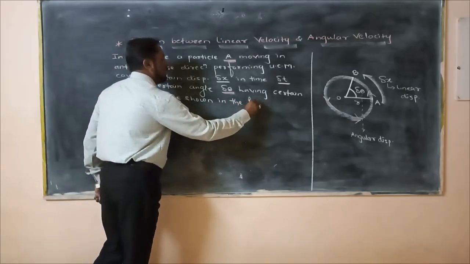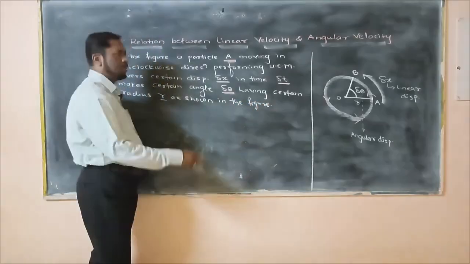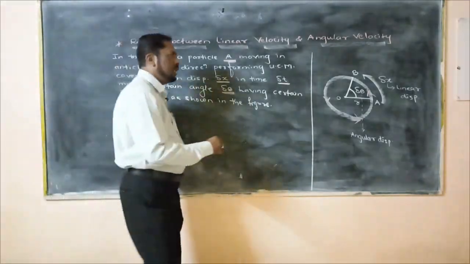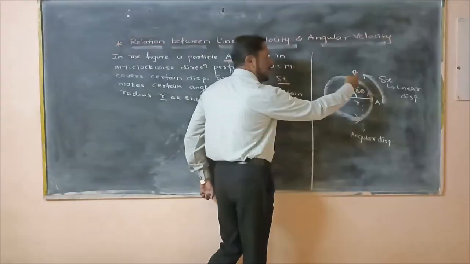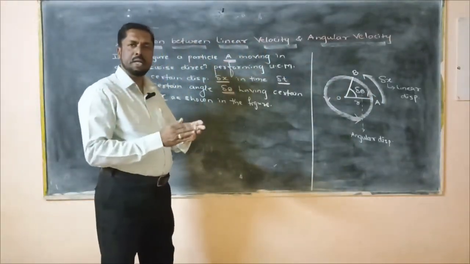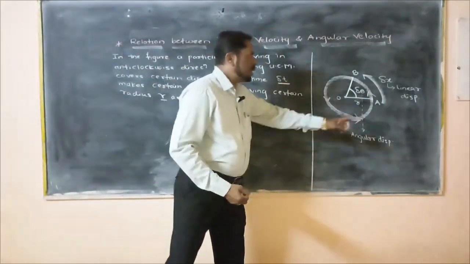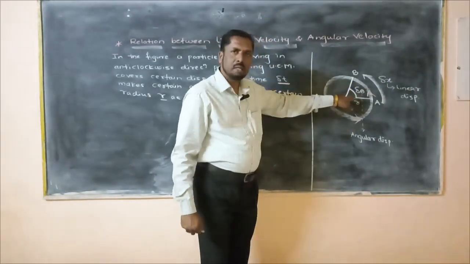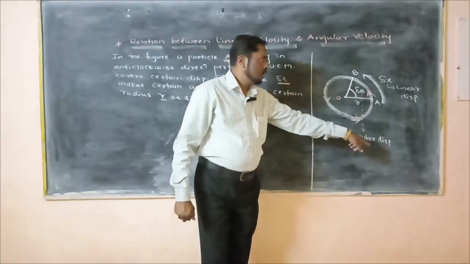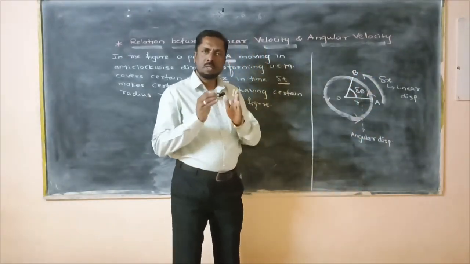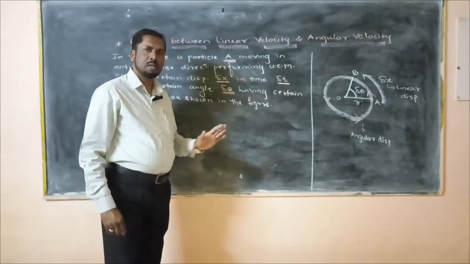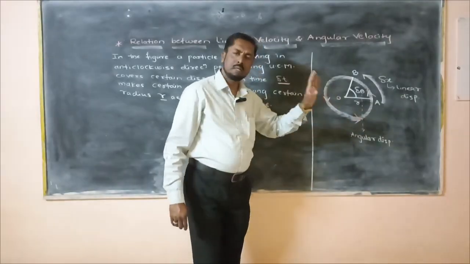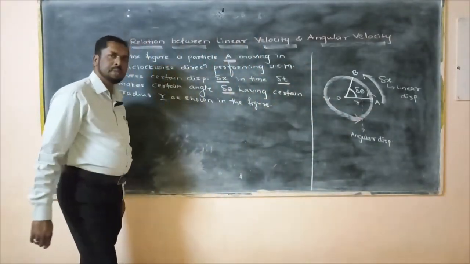In various ways we can explain the paragraph from the diagram. What is shown in the diagram? In the figure there is a particle A moving in anti-clockwise direction from point A to point B, covering a certain displacement delta x called the linear displacement. It makes a certain angle theta called the angular displacement. To move from A to B, it requires a certain time represented by delta t. O is the center and r is the radius, as shown in the figure.